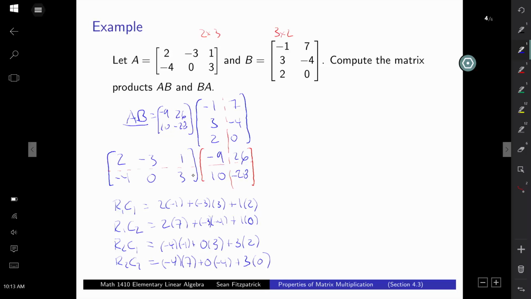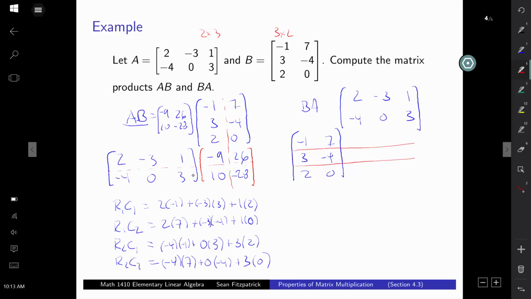Okay, what about doing BA? If I wanted B times A, then I put my matrix B on the left, minus 1, 7, 3, minus 4, 2, 0. I put my matrix A on the right and I slide it up, 2, minus 3, 1, minus 4, 0, 3. And as before, we kind of line things up. We see that the outcome should be 3 by 3, 3 rows on the left, 3 columns on the right. That agrees with our definition.